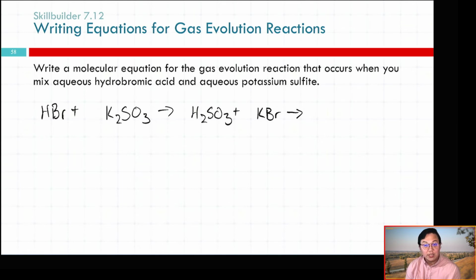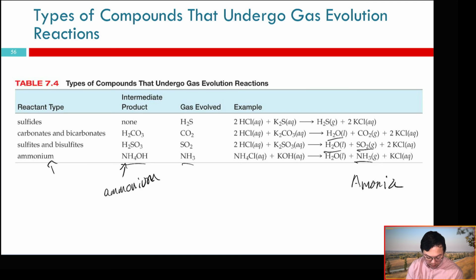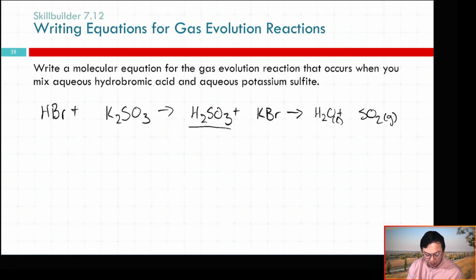So we're going to write another step here. And this is going to go from H2SO3 to H2O liquid plus SO2 gas. And now, after identifying that this is, right, from our previous table, a sulfite, we can now balance the whole thing.